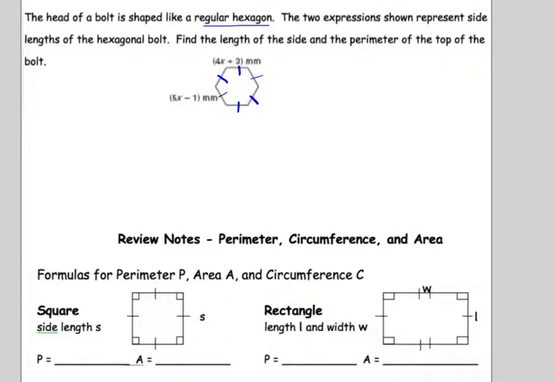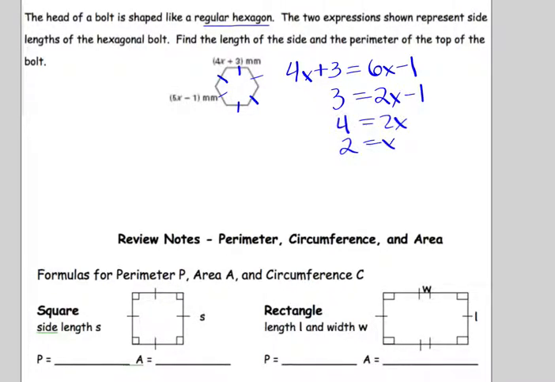And that means that we can set the sides equal to each other. So the side that's 4x plus 3 should be equal to the side that's 6x minus 1. Then solving, subtracting 4x from both sides to get our x's together. Adding 1 to get our x's alone. Dividing by 2, x is 2. But remember, it wants the side and the perimeter, not just x. So what we have to do is plug x into one of our expressions.